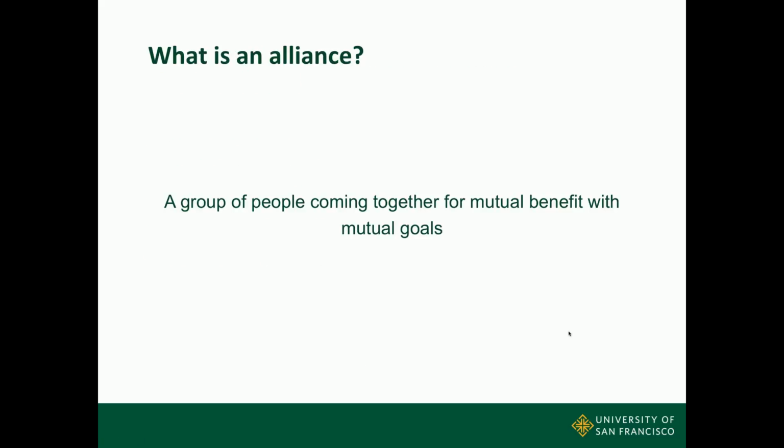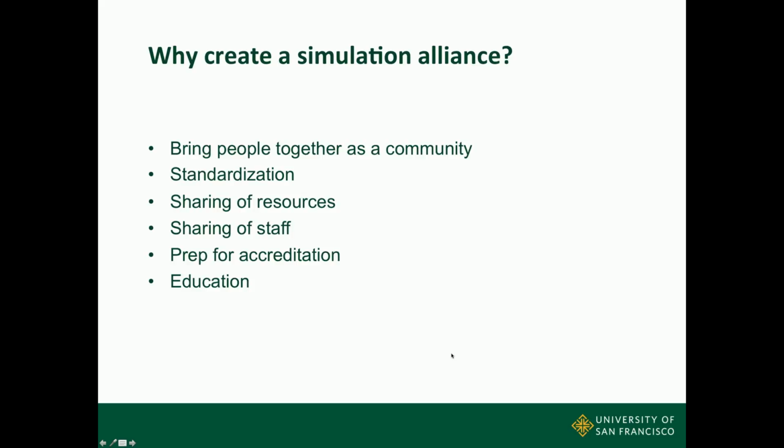So what is an alliance? It's really just a group of people coming together for mutual benefit with mutual goals. So this could be extremely grassroots, where 5 or 6 people are sitting around the table, maybe at a simulation conference, saying, hey, I live in your area and I have a simulator and I'm doing it this way. Someone else says, well, we don't have a simulator yet, but we're using standardized patients. Why don't we get together and share how we're writing our scenarios, how we're working with vendors, how we're educating, and that would be the beginning of an alliance.